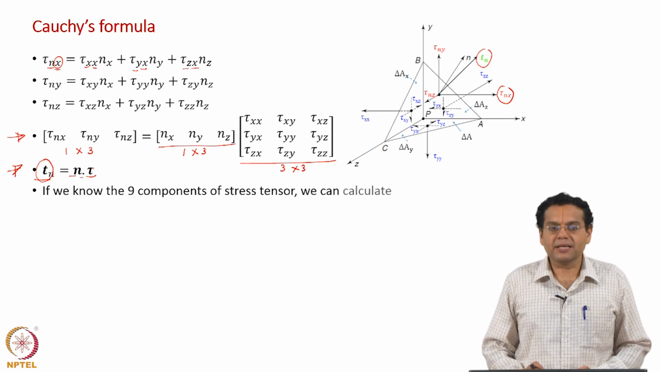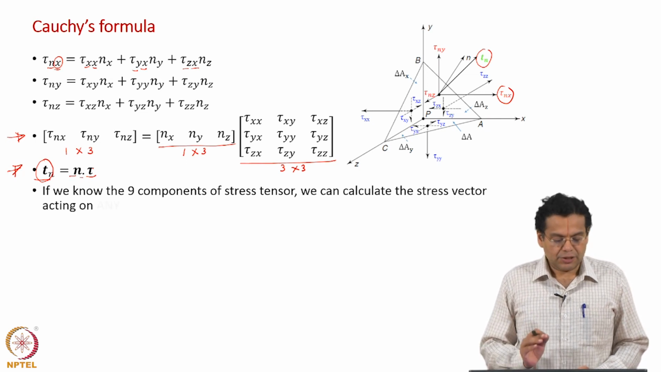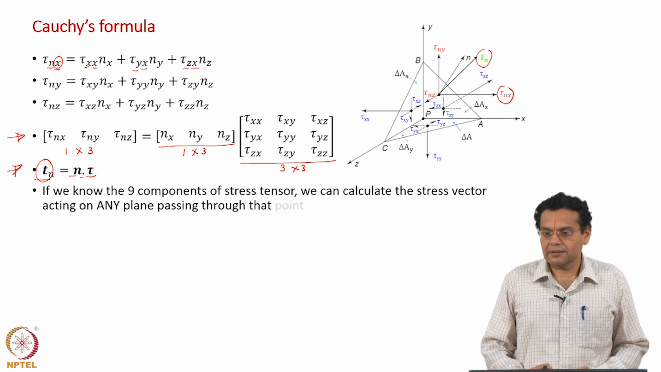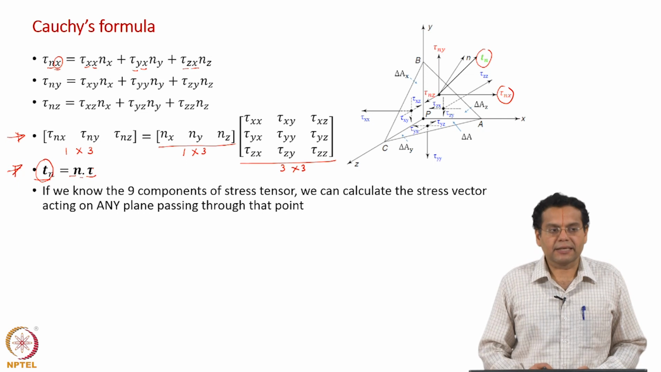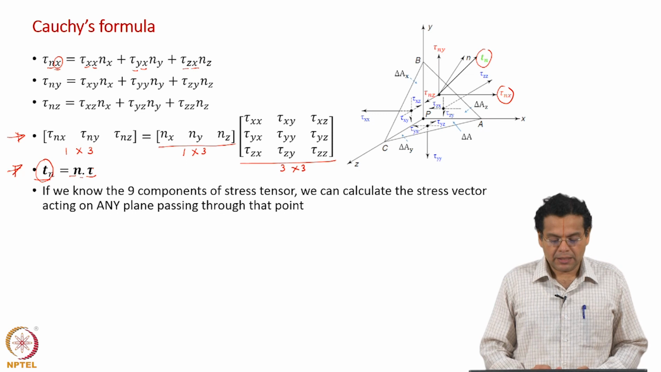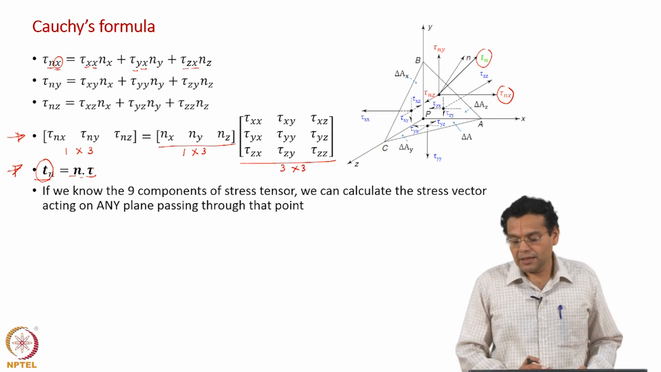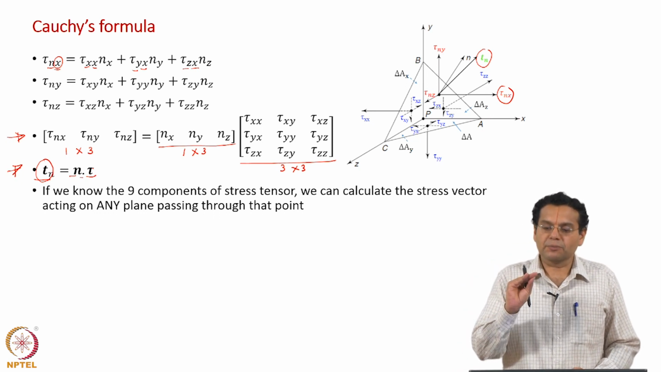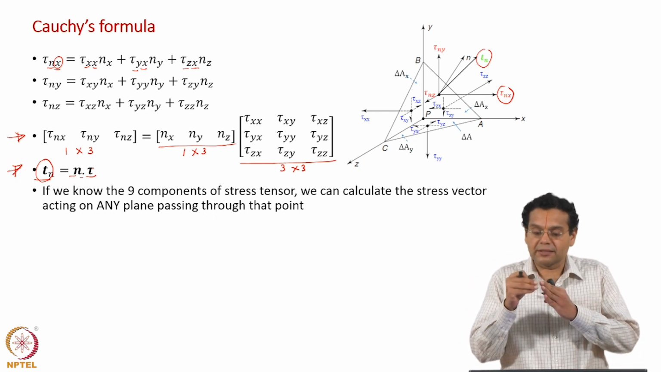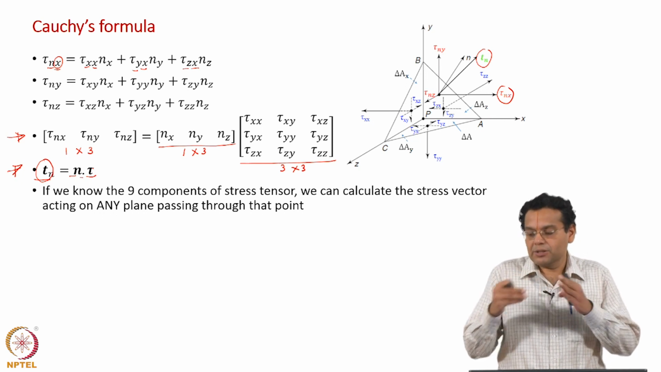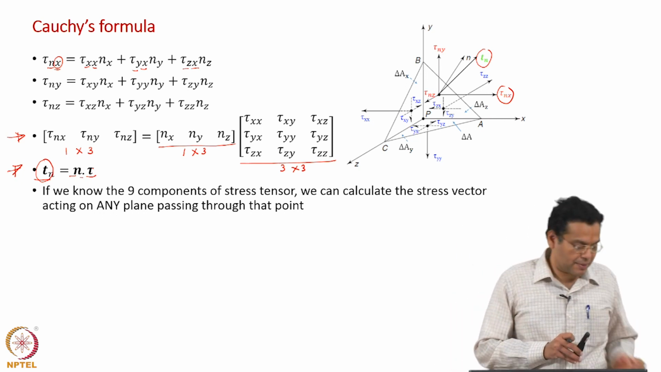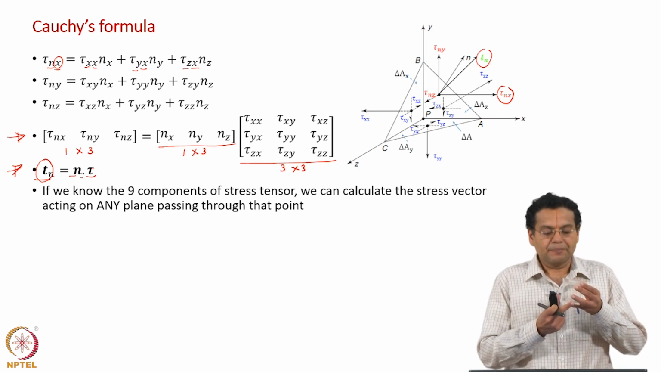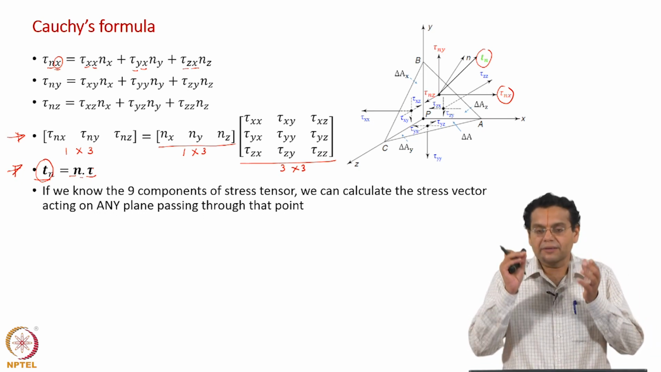So, this is a question we asked and you answered that. If you know the 9 components of the stress tensor, that is our right hand side, we can calculate the stress vector acting on any plane. When I say any plane, our n is given to us, passing through that point. Remember, all are at a point. So, you should imagine you have a small point, you have a small plane and you are replacing that with 3 planes at the same point. That should be your imagination. 3 planes are there and you have an arbitrary plane, all very small at a point.